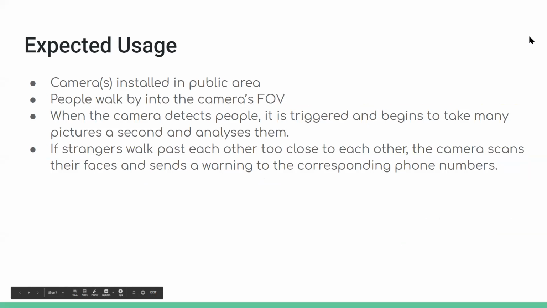So the expected usage is as such. It's a step-by-step process. First, the camera or cameras is installed in a public area. People then walk by into the camera's field of vision. Then when the camera detects people, it's triggered and then begins to take multiple pictures a second and analyzes them. So to analyze a video, we're basically taking multiple pictures a second. This is basically a high-speed camera. If strangers walk past each other too close to each other, the camera then scans their faces and issues a warning to the corresponding phone numbers.